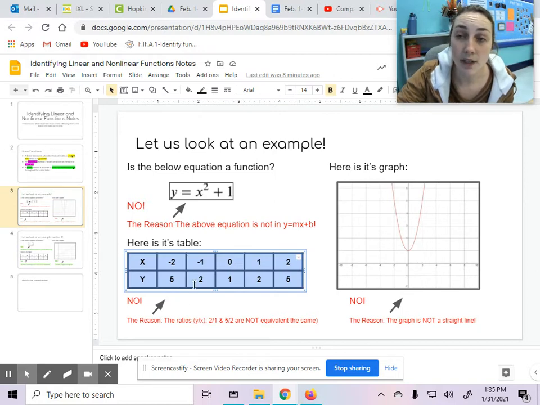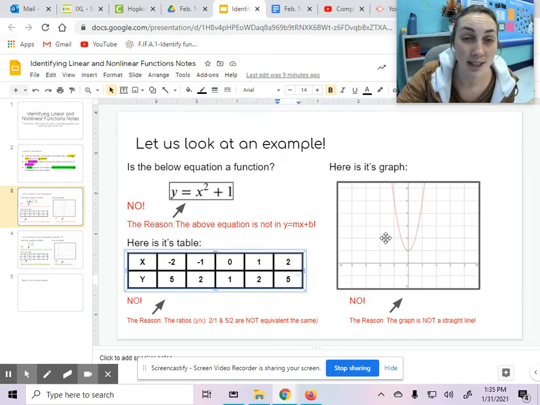Again, if we pick two ratios, just like we did when stuff was proportional or non-proportional, I picked two ratios, 2 over 1, and I picked 5 over 2. When reduced, those ratios are not the same number. Because of that, that's not a linear table.